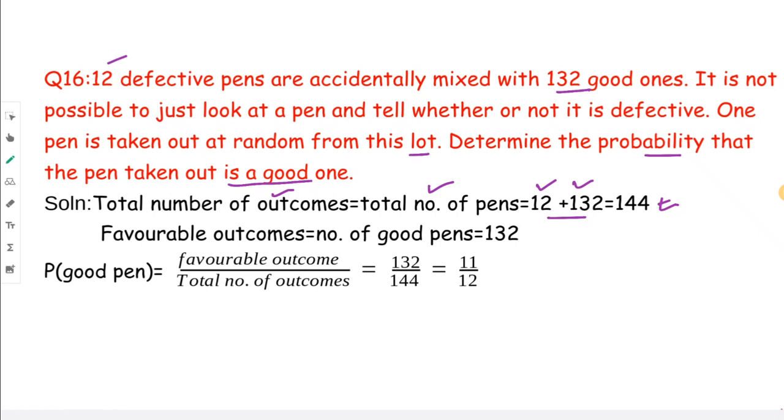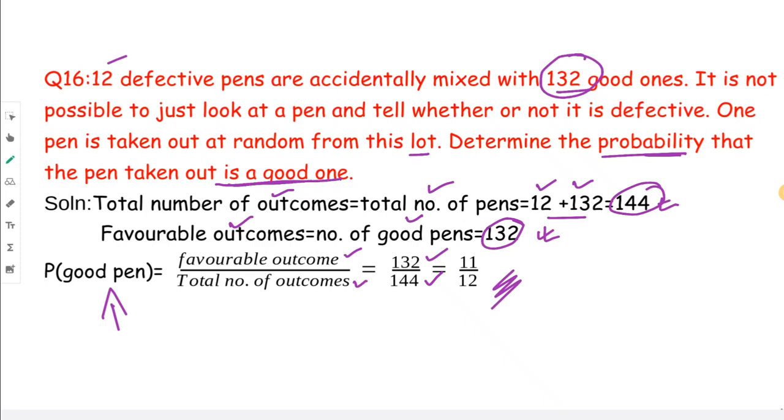Now the question told us to determine the probability that the pen taken out is a good one. So my favorable outcome will be the number of good pens. How many are there? There are 132, right? So the probability that we'll get a good pen is favorable outcomes divided by total number of outcomes. Favorable outcomes is 132, and total number of outcomes is 144, right? Which you can divide further and get 11 by 12.